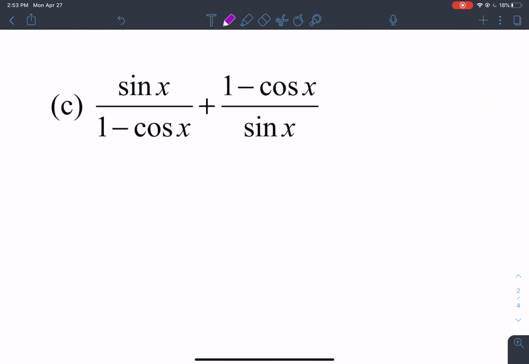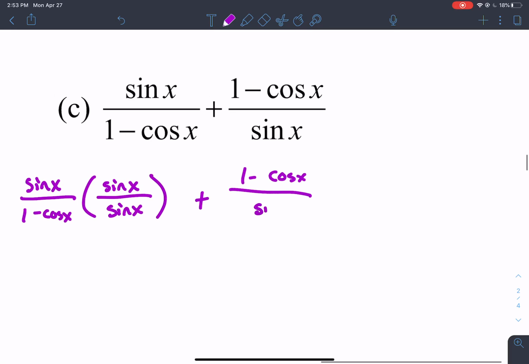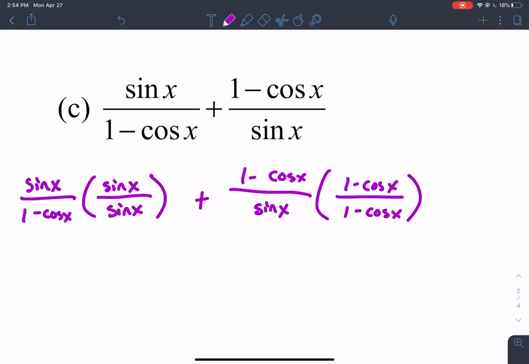Okay, and then the third one, we need a common denominator, right? So got to multiply the first one by sine over sine. And then the second one by 1 minus cosine.